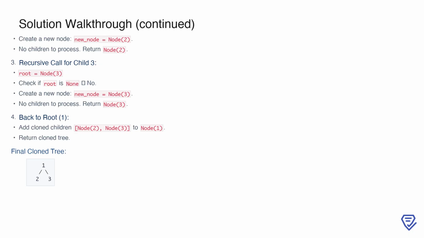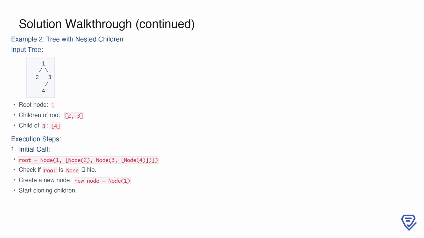We add these cloned children, node 2, node 3, to node 1, and return the fully cloned tree, which looks identical to the input tree, with the structure, root 1 and children 2 and 3. Now let's look at example 2, where the tree has nested children. The root node is again 1, with children 2, 3. However, node 3 has its own child, node 4.